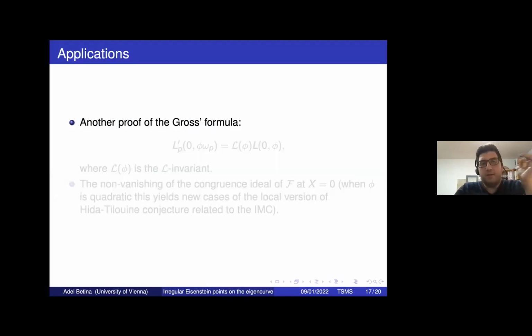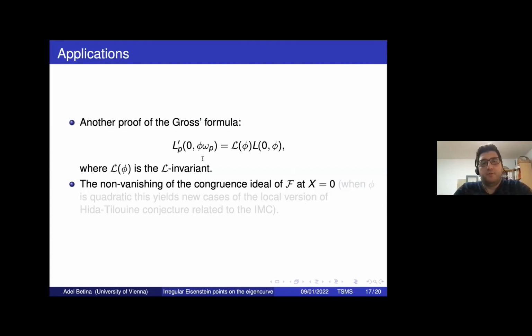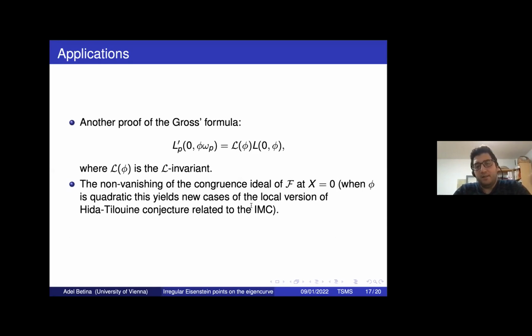And as applications, we could give a new proof of the Gross formula. We computed the derivative of the constant term of the Eisenstein series, and that's how we did it with a new method. And we could show the non-vanishing of the congruence ideal. It's somehow an arithmetic invariant of the cuspidal family. And when phi is quadratic, this yields new cases in the local version of the Hida-Tilouine-Wiles conjecture related to the Iwasawa main conjecture. These are the main applications.